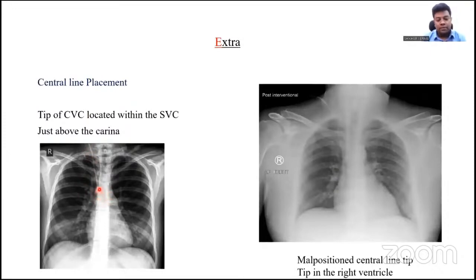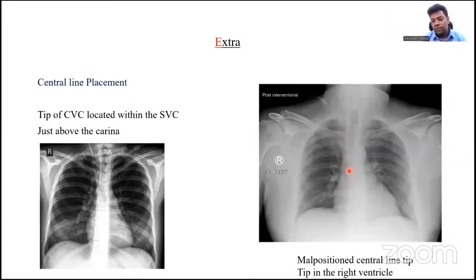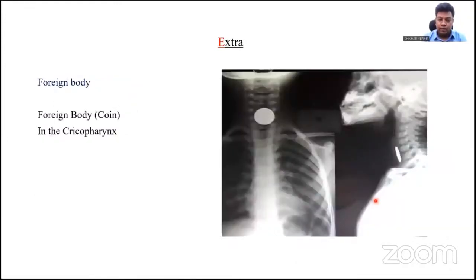But sometimes what happens is the central line goes deep inside, like this one. The central line goes deep inside and the tip is present within the cardiac part. So the tip is intracardiac. It is within the right ventricle. So the patient mostly presents with arrhythmias. So we have to do nothing. We just have to pull it out. If we remove the central line or pull it out, then the arrhythmia will resolve on its own. So this is how the central line can be seen on the chest X-ray.